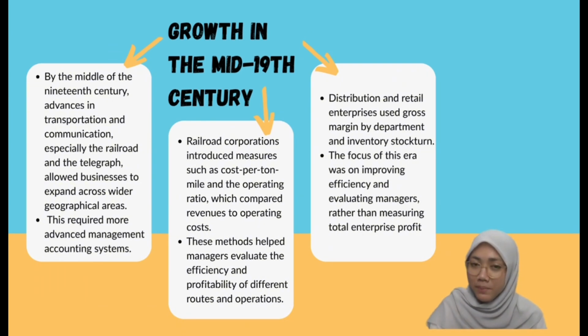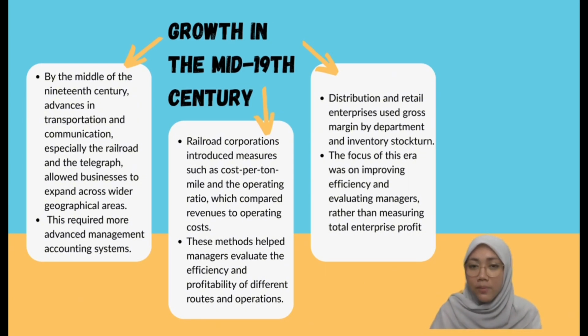Now we move to the next part, which is the growth of management accounting in the middle of the 19th century. The advances in transportation and communication, particularly in the railroad and also the telegraph, enabled businesses to expand across larger geographical areas. This development created a need for more sophisticated management accounting systems to coordinate logistics, production, and also distribution activities. Railroad corporations pioneered these practices by using measures such as cost per ton mile and also the operating ratio, which compared revenue to operating costs.